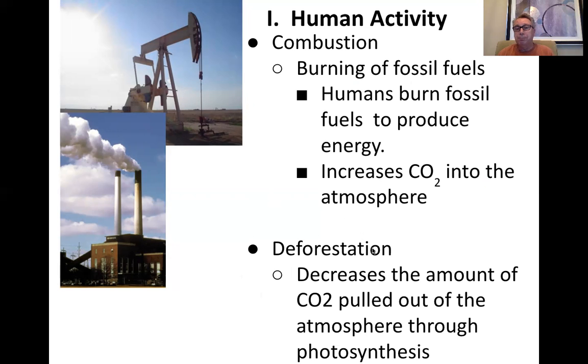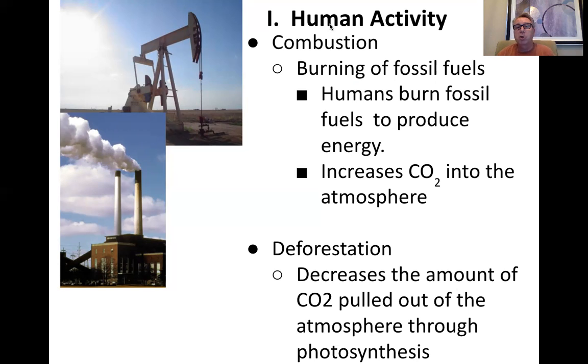Deforestation is another human activity that's sort of a double-edged sword in a sense, because not only does it decrease the amount of carbon dioxide pulled out of the atmosphere, but it decreases the amount of oxygen. So the actual amount of carbon dioxide compared to the atmosphere is higher, because there's less oxygen being created. But when we're just talking about carbon dioxide, it simply decreases the amount of carbon dioxide pulled out of the atmosphere through the process of photosynthesis.